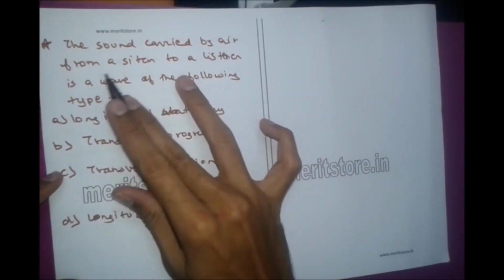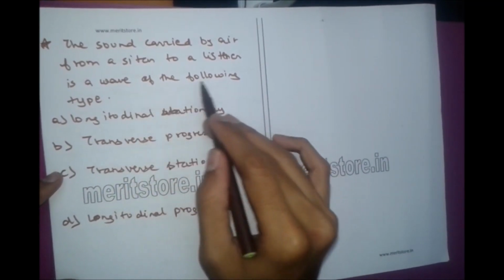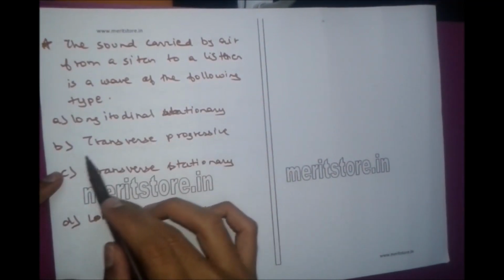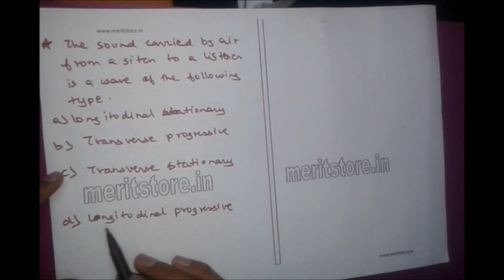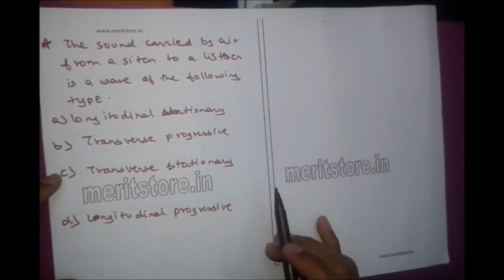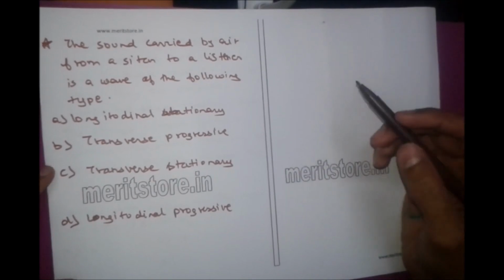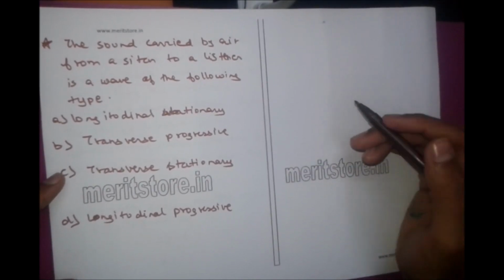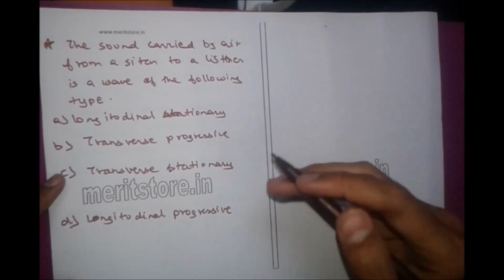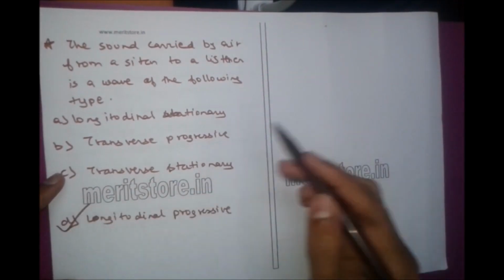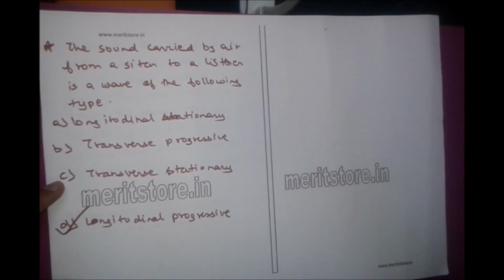The sound carried by the air from a sitar to a listener is a wave of the following type: longitudinal stationary, transverse progressive, transverse stationary, or longitudinal progressive. Whenever the sound is produced in the instrument, the observer receives a sound which is a longitudinal wave, and this is a progressive wave. So the answer is option D, a longitudinal progressive wave.